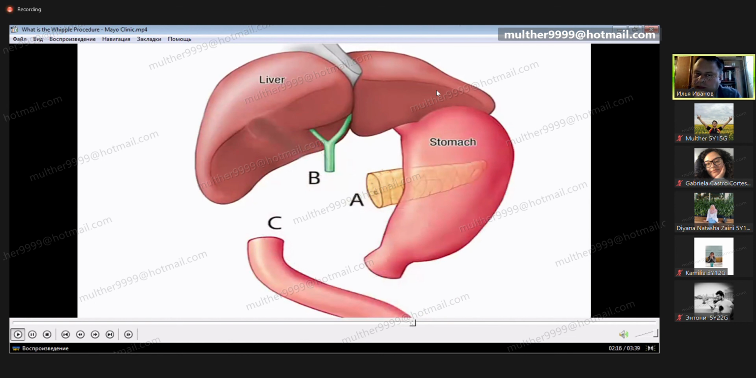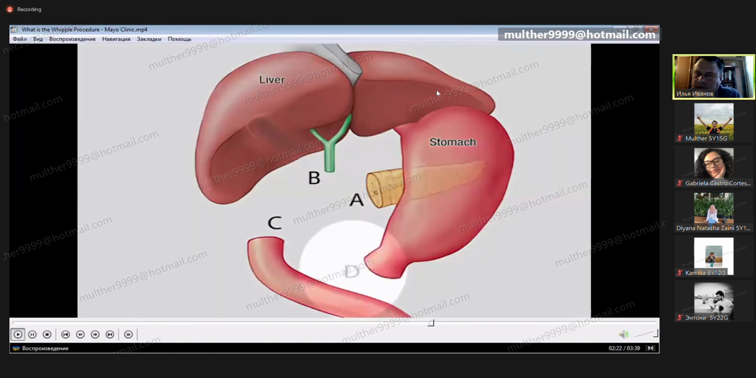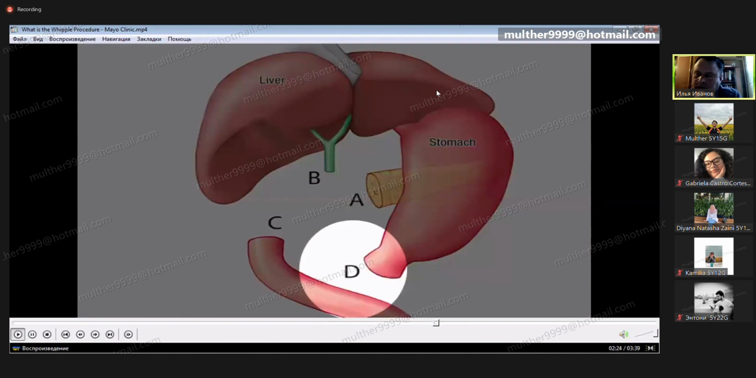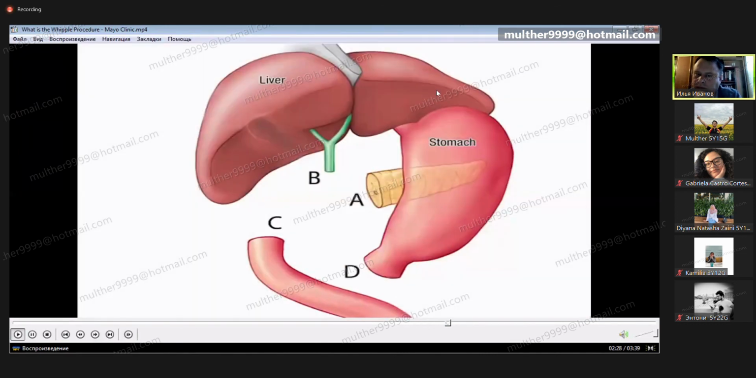We also divided the stomach past the area of the valve of the stomach, at the first portion of the duodenum, and here we call it D. This is usually helpful to be able to preserve the whole stomach. In some cases, we cannot do that because of the location of the tumor, and we need to take a part of the stomach along with the rest of the specimen. But in the majority of the patients, we're able to preserve the whole stomach.